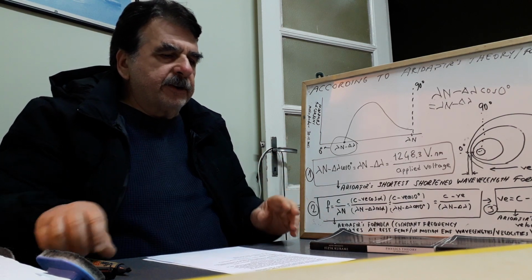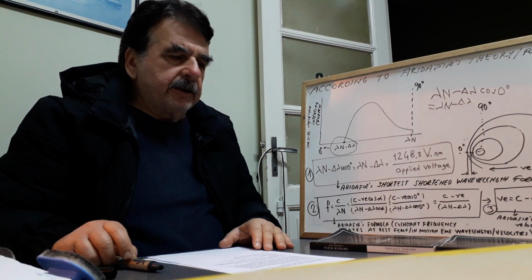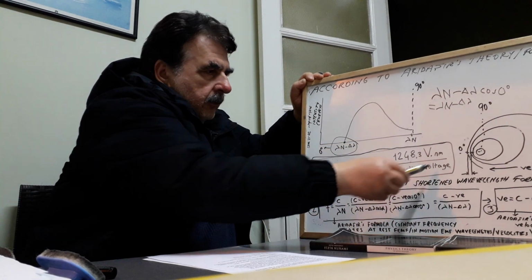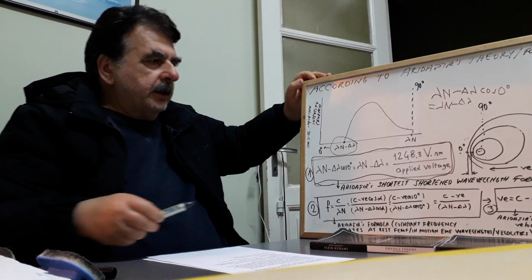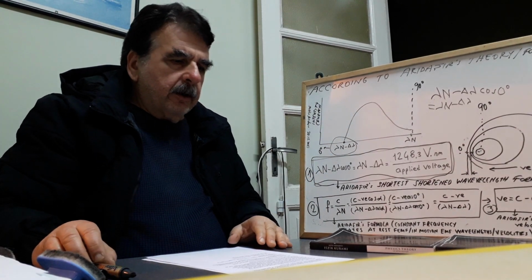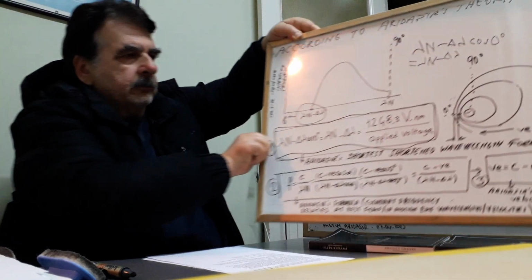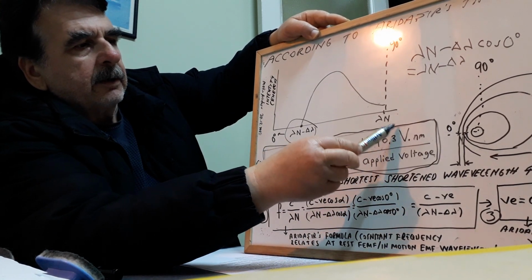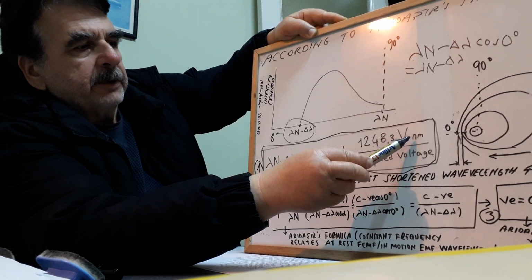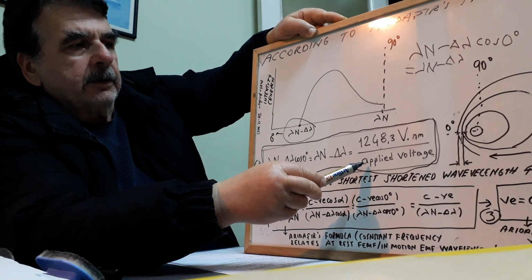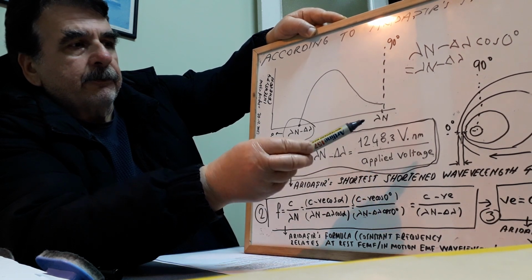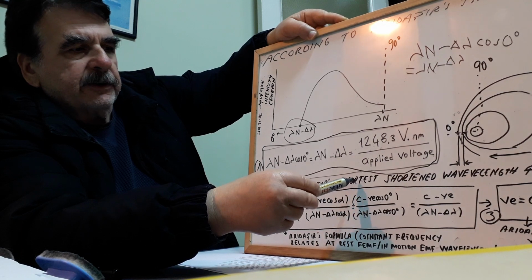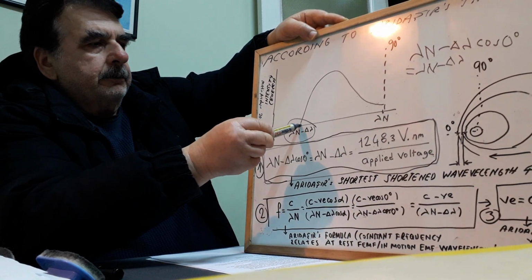And we can determine shortest shortened wavelength of this relocating free electron motion form. Here is the formula. Shortest shortened wavelength formula that I put forth. Here, 1248.3 volt multiplied by nanometer and applied voltage to accelerating free electron motion form. Mine shortest shortened wavelength formula here, 0 degree direction.